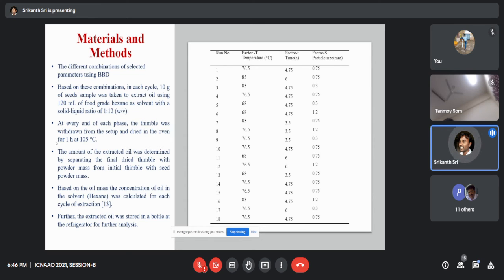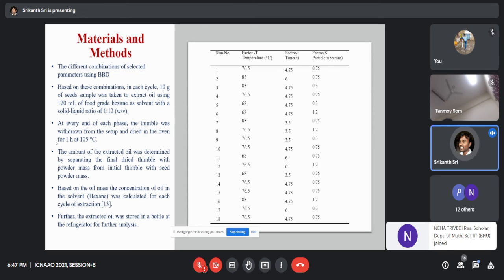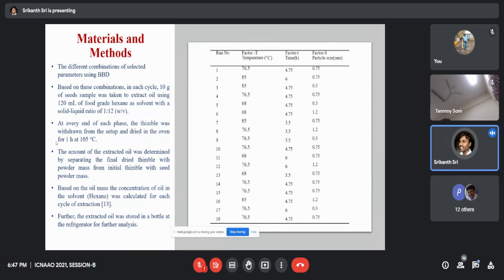And at the end of each phase, the thimble was withdrawn from the setup and dried in the oven for 1 hour at 105 degrees Celsius. The amount of extracted oil was determined by subtracting the final dried thimble with powder mass from the initial thimble with seed powder mass. Based on the oil mass, the concentration of oil in the solvent hexane was calculated for each cycle of extraction. Further, the extracted oil was stored in a bottle in the refrigerator for analysis.